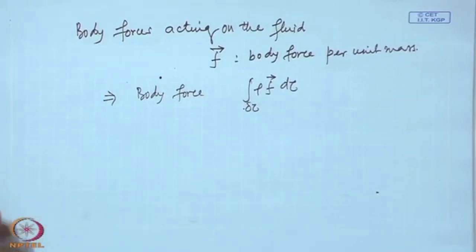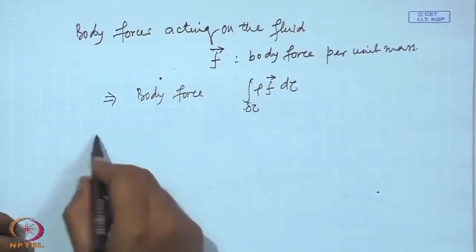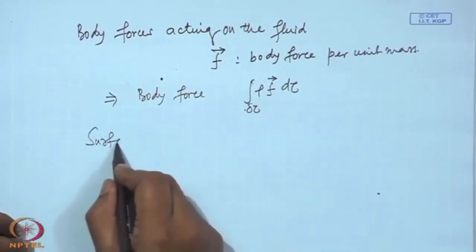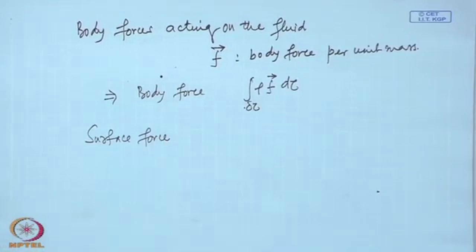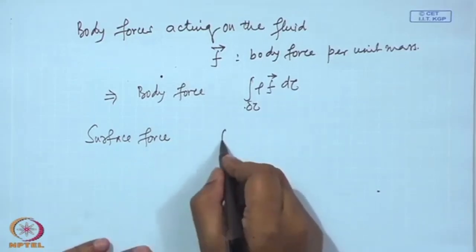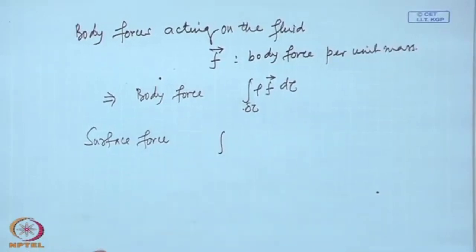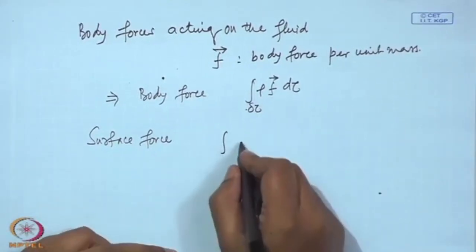Okay. And how much is the surface force acting on it? This you have done already. The surface force acts as a tensor, force per unit area acting over the entire surface. So, the surface force is how much? Of course, in this case we cannot use the conventional vector notation now, we have to use the tensor notation.